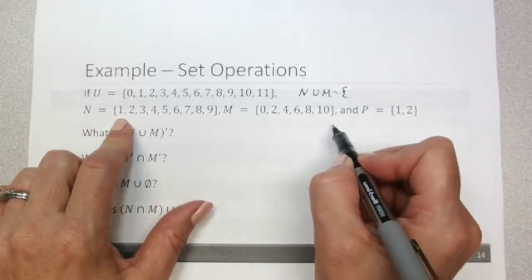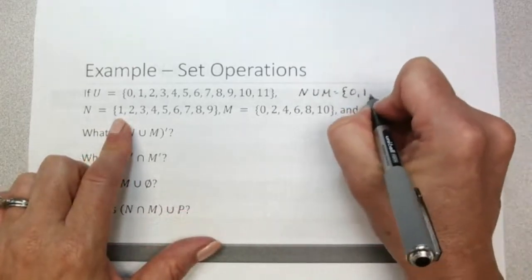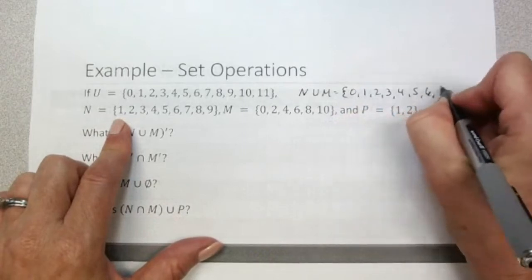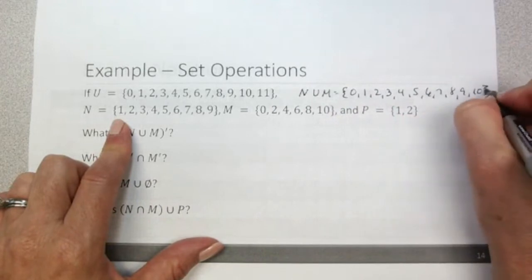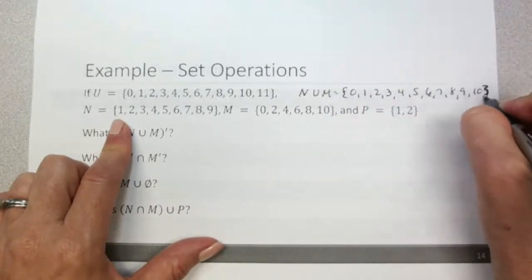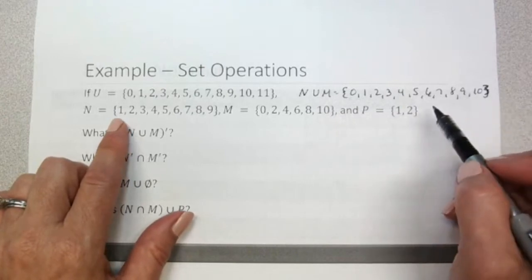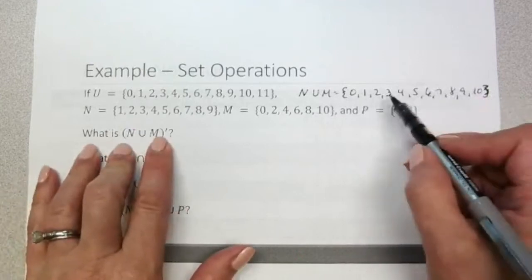N union m is going to be everything that's in either n or m. So that looks like that's going to be 0 through 10: 0, 1, 2, 3, 4, 5, 6, 7, 8, 9, and 10. Okay, so that is the union of n and m. It's the integers 1 through 10 plus 0. So what is the complement of that set?